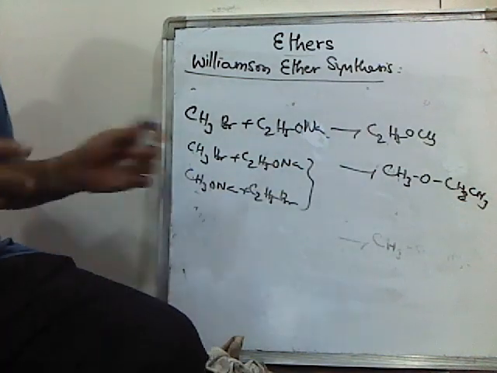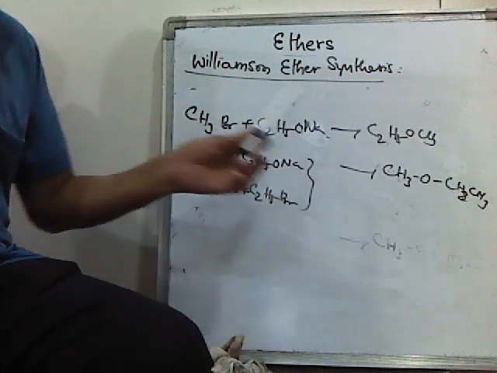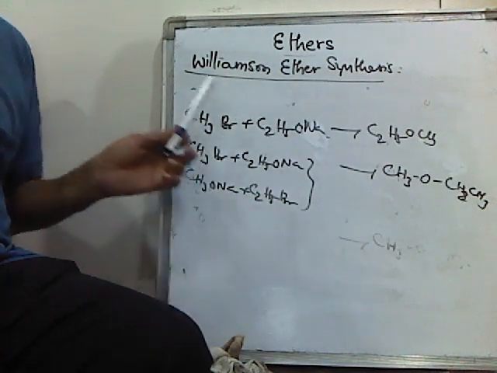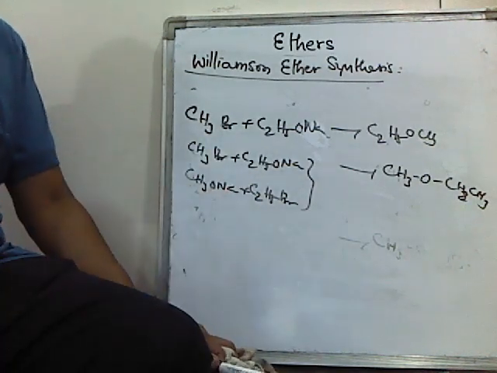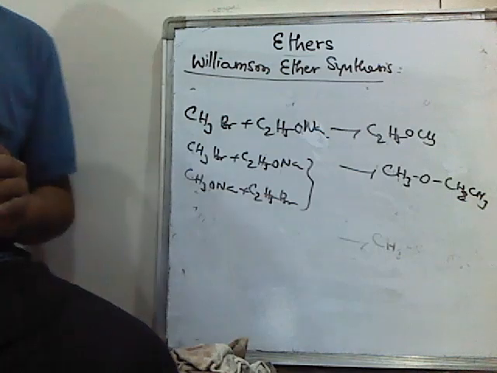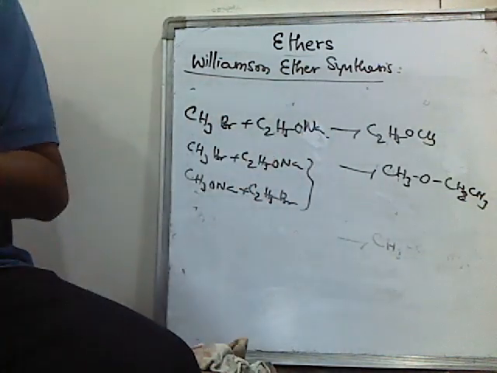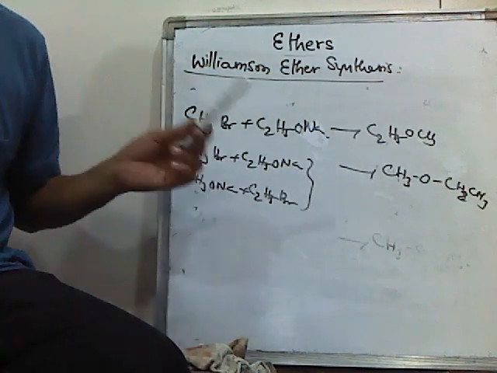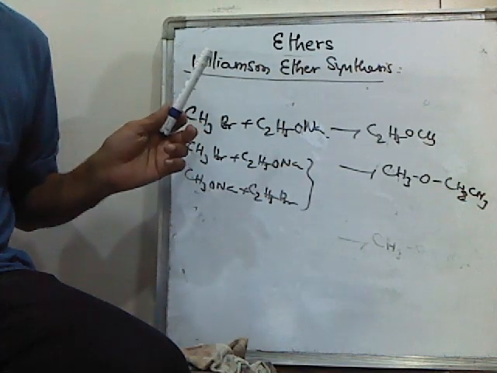If the alkyl group is primary, we may take it as the alkyl halide or the alkoxide. If one of the alkyl groups is tertiary, it should be taken as the alkoxide only.